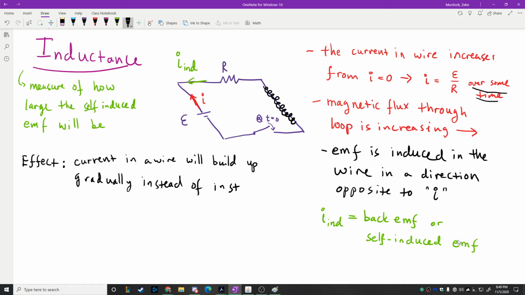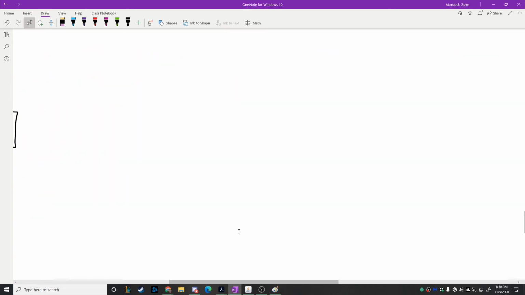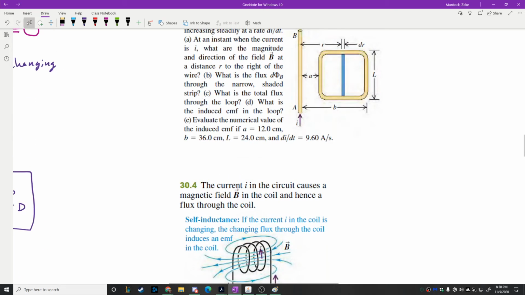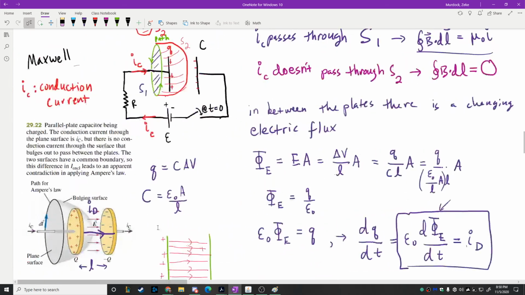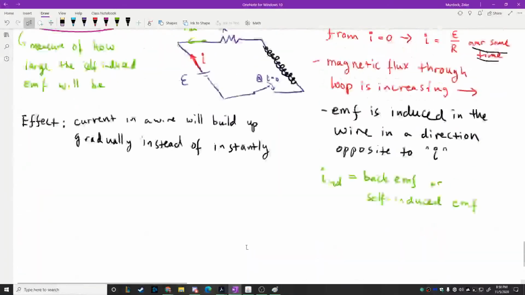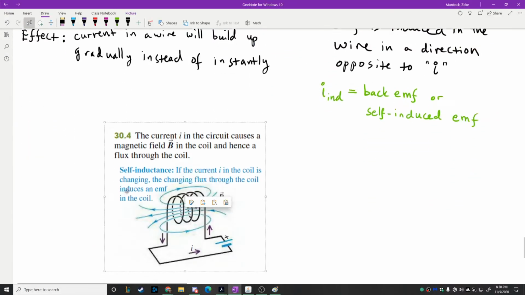And it works both ways, actually. Current in the wire will build up gradually instead of instantly. Okay? Let me show this little picture that I took from the book because it might be helpful to people. All right, we already did this one. So this is your book's picture of it.